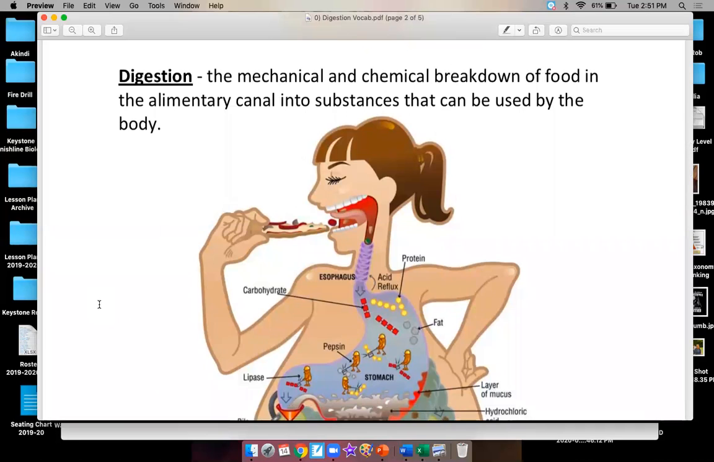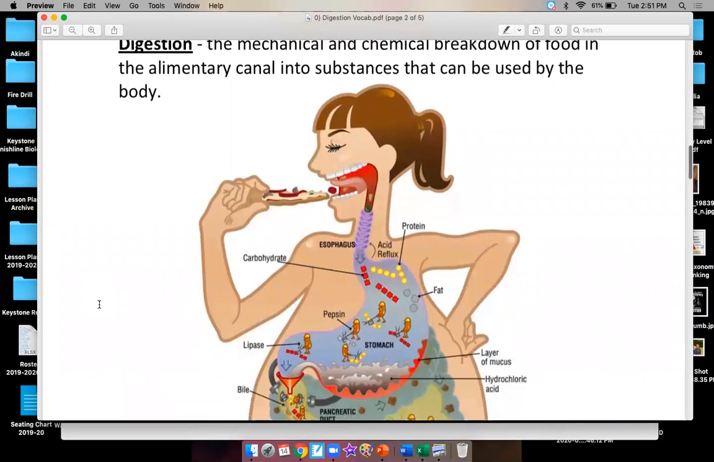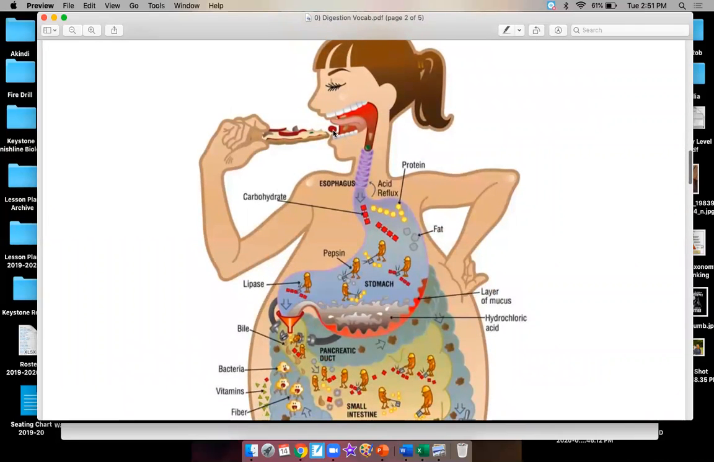You're breaking down food into something that's easier to use. All right. Looking at this picture, this person is eating pizza. In their mouth, it's mostly a physical breakdown. We call it mechanical breakdown, the chewing. When she swallows it, it's still pizza, right? That bolus is just mashed up pizza.